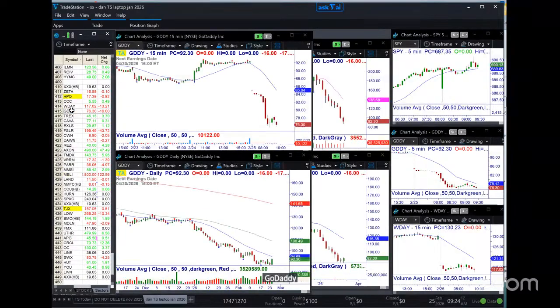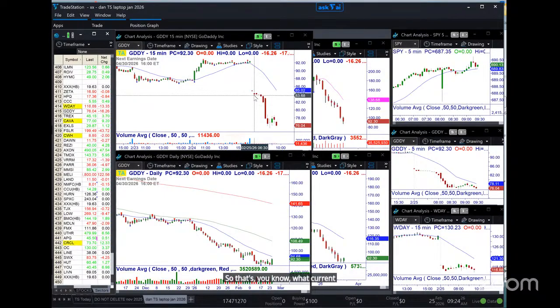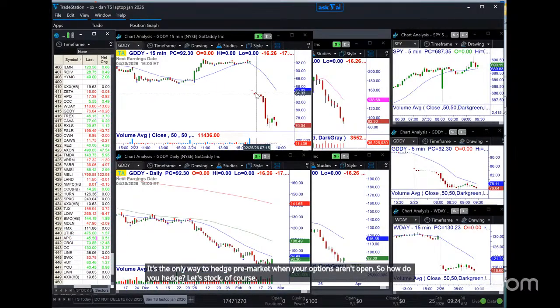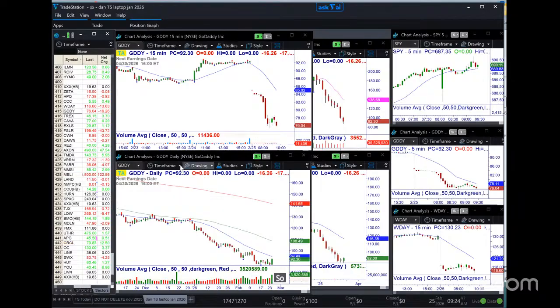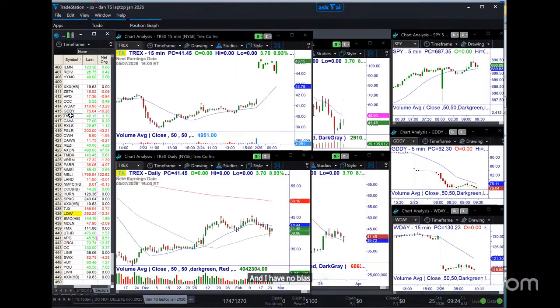GoDaddy getting killed. So this one's against me. I shorted the 80s. So pre-market here, when it fell down, I shorted stock to hedge. That's Trent's strategy, and it's the only way to hedge pre-market when your options aren't open. So how do you hedge? With stock, of course. So I'll just unwind out of that. But in terms of a new trade, it's a big gap, but from consolidation, I have no bias. We're going to just watch it.